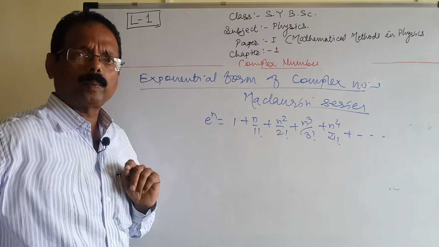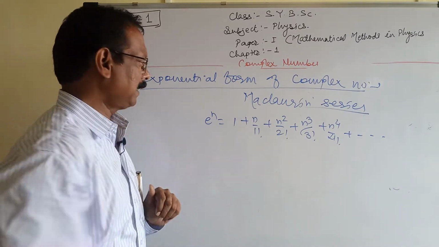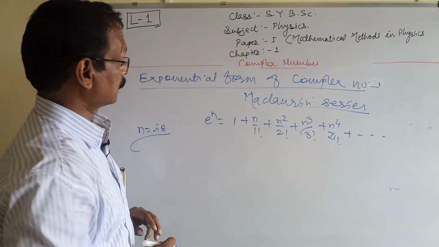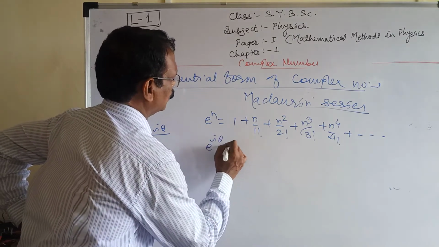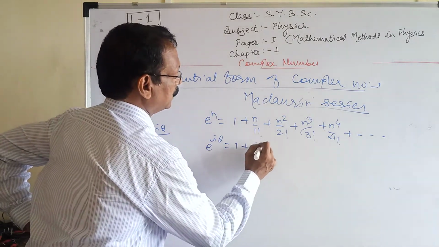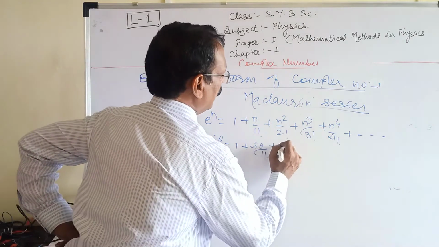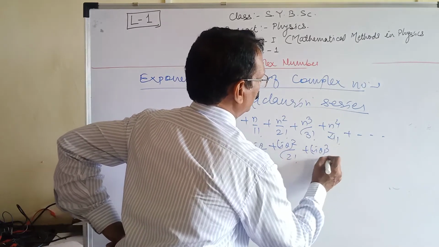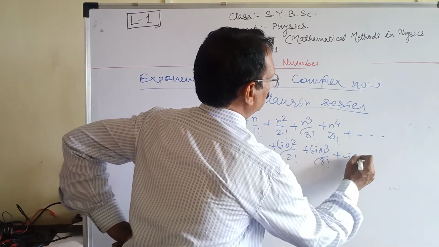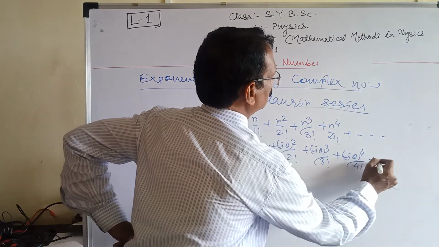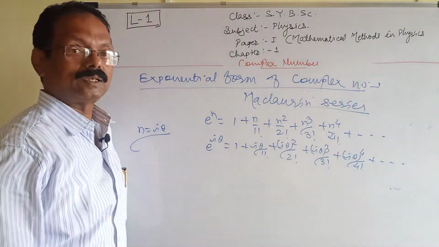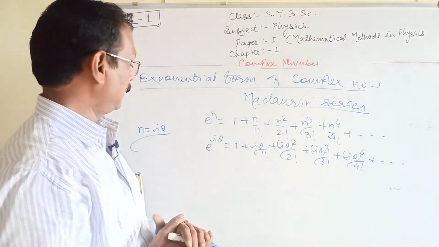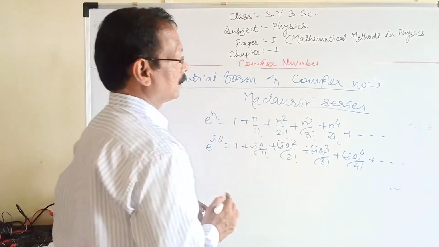Now, instead of n, can you write i theta here? Suppose n is equal to i into theta. Then our equation becomes e raised to i theta is equal to 1 plus i theta upon 1 factorial plus (i theta) whole square upon 2 factorial plus (i theta) whole cube upon 3 factorial plus (i theta) raised to 4 upon 4 factorial plus so on. This is the expansion of e raised to i theta, where instead of n we take n is equal to i theta. Suppose it is equation number 1.